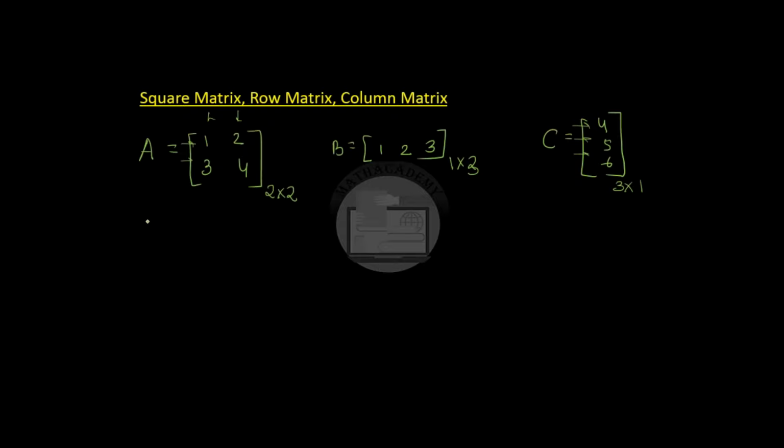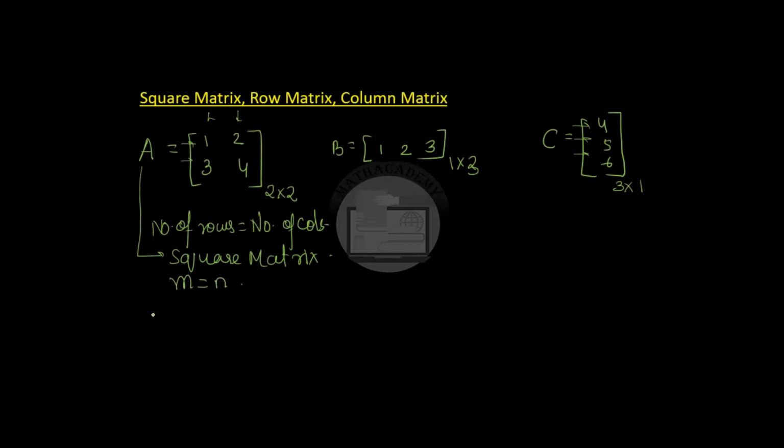Any matrix in which the number of rows is equal to the number of columns, such a matrix is known as a square matrix. It will be a square array because m is equal to n and the order of the matrix will be m by m or n by n. They will be the same.